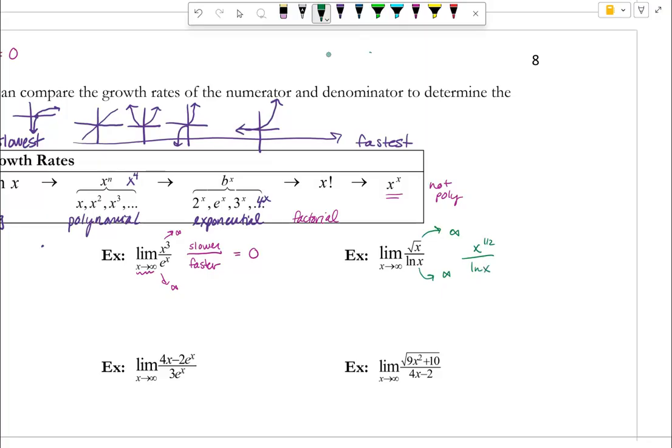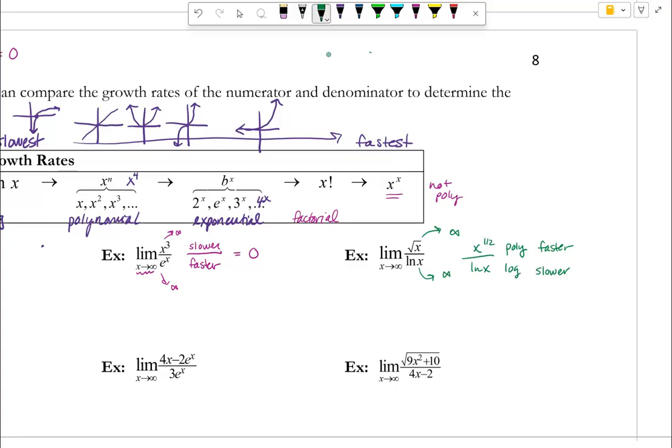So we are comparing, again, a polynomial function. I don't always think of x to the 1/2 power as a polynomial function. I think of it as a square root function, but it is a polynomial function. We're comparing that to a logarithmic function, and we know that logs are our slowest growing type of function. So at the ends, that is. So the denominator is growing slower than the numerator, which is growing faster.